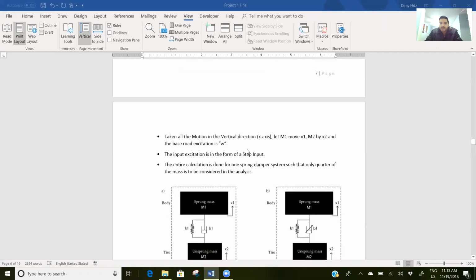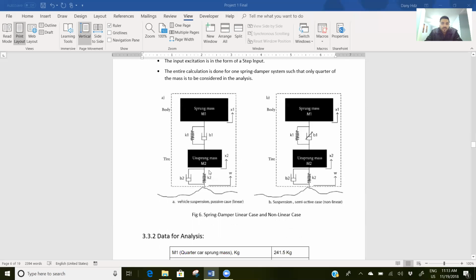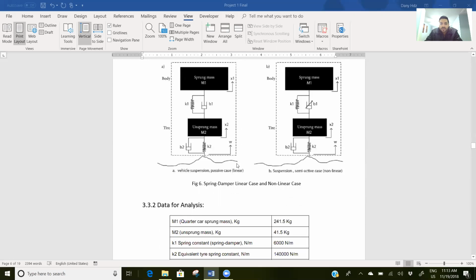Taking all the motion in the vertical direction, the x-axis, let M1 move x1, M2 move x2, and the base road excitation is W. The input excitation is in the form of a step input. The entire calculation is done on one spring damper system, such that only a quarter of the mass is considered in the analysis. So we have the passive case and the semi-active case, which we're going to compare and analyze.